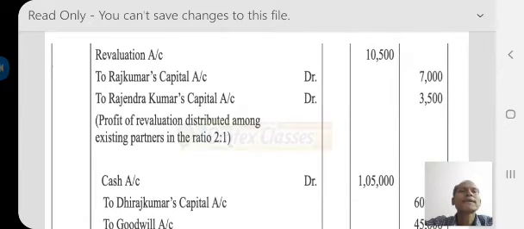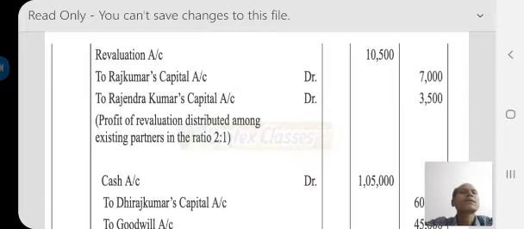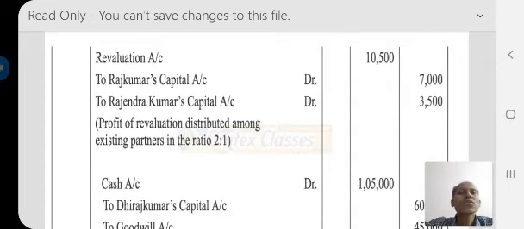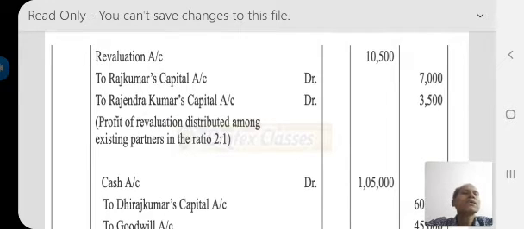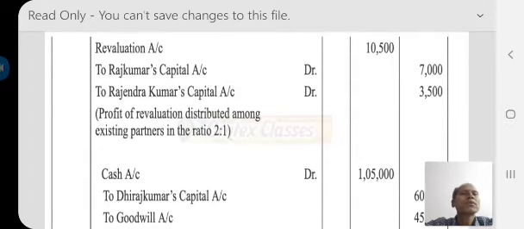Yes. Now the difference in the revaluation account is to be distributed among the old partners. So the difference in the revaluation account, the amount is 10,500, is the profit. So that should be distributed among the partners. That amount should be entered in the capital accounts of the old partners. So what is the amount? 10,500.